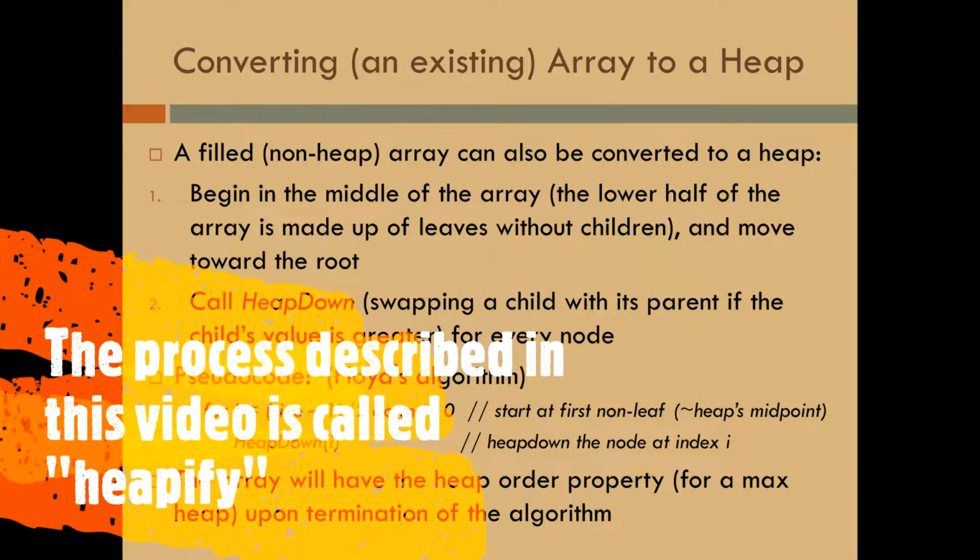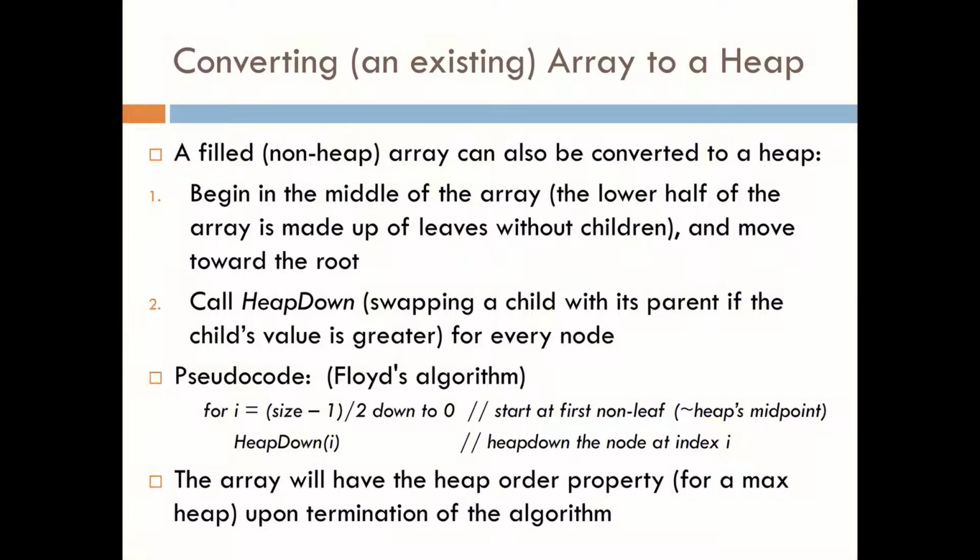Another way to build a heap is to convert an existing array that is not in heap form into a heap. To do this, we begin in the middle of the array. We're going to see that the middle of the array is the point at which nodes start having children underneath them. And so we will begin at the midpoint of the array and we will move towards the root.